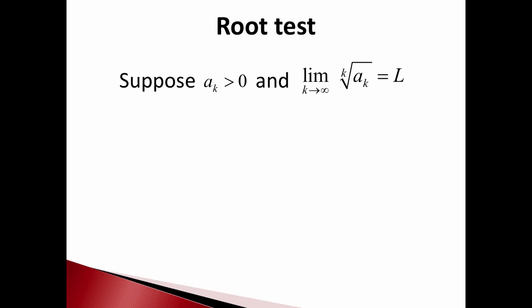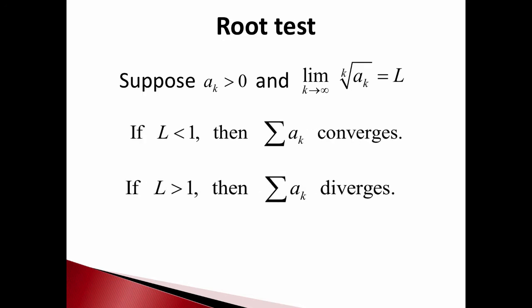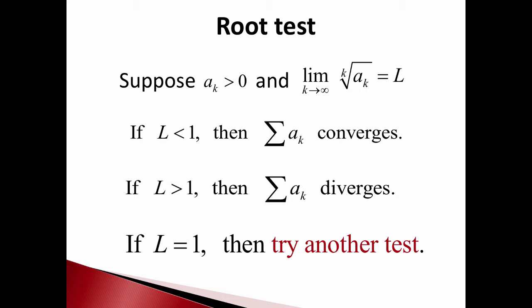Well, again, we have to have a series. We're adding up the terms and all the terms are positive. Okay? Just like we saw for the comparison test, just like we saw for the ratio test. But if we have that, we could take the kth root of a_k. Take that limit, and if that limit exists and is L, then the test works like the ratio test did. If L is less than 1, our series converges. If L is bigger than 1, our series diverges. And if L equals 1, we have to try another test.